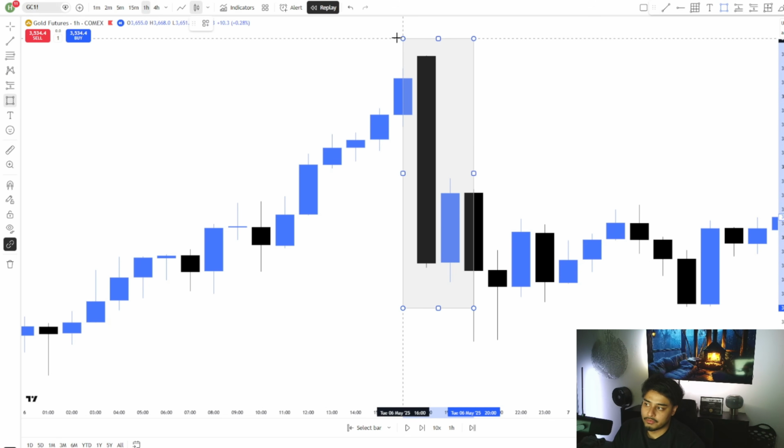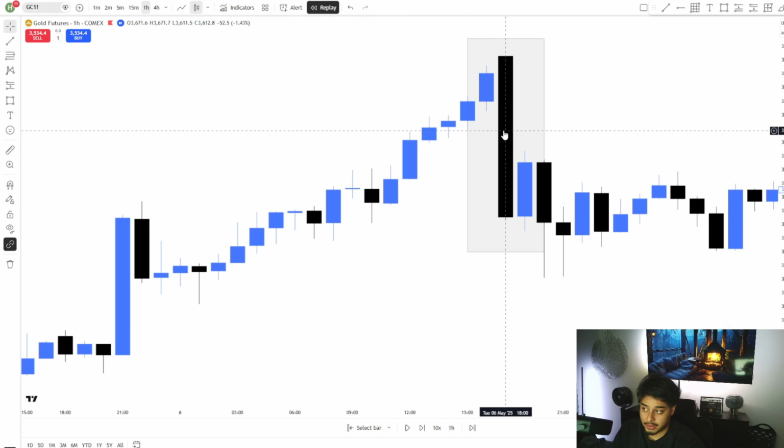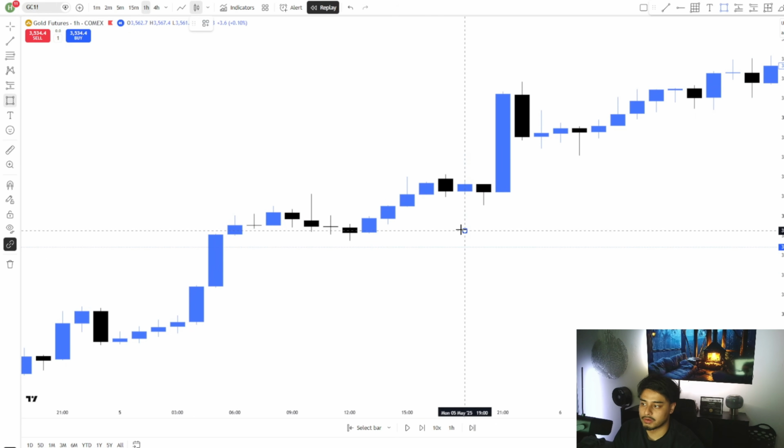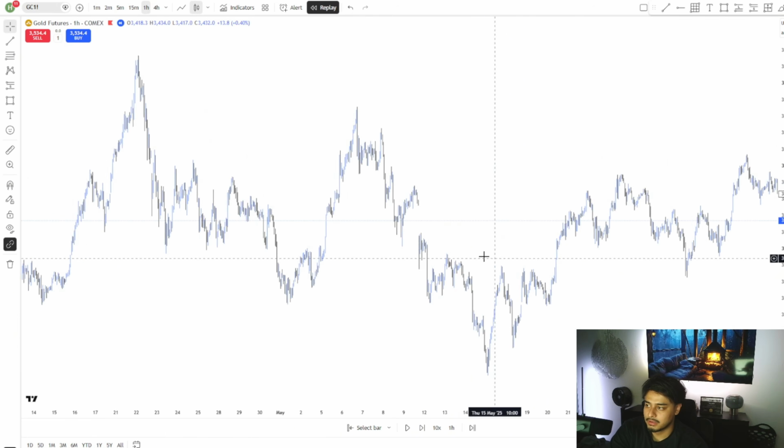What about this one right over here, guys? Is this a fair value gap? Yes, it is a fair value gap. Good job. And last one. What about this one right over here? Is this a fair value gap? Good job. Now I'm going to show you a little bit on how I take these trades right now.